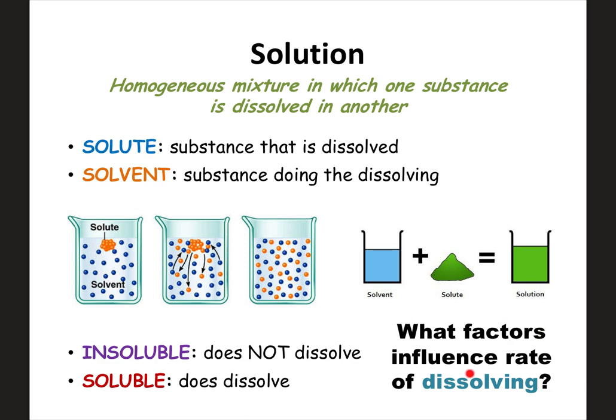We did look at different factors that affect the rate of something dissolving. Remember, we're not talking about something that does not dissolve and how can we make it dissolve? No, what we're talking about here is if we have something that dissolves, it's soluble. How can we make it dissolve faster?